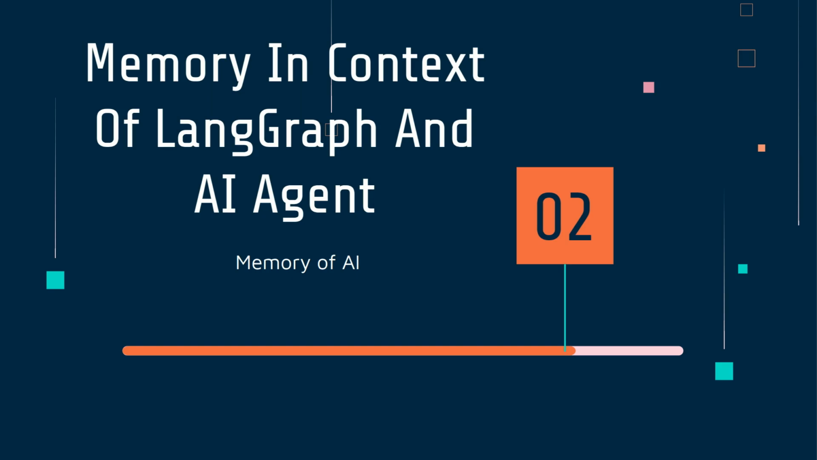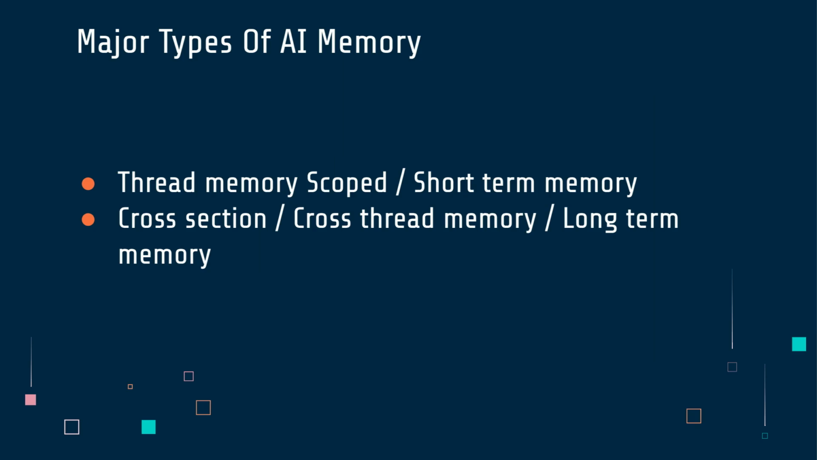So moving on to memory in the context of LangGraph and AI agents. Let's go ahead and see what we have in here. The major types of memory in AI systems are mainly two at the time of recording this video. Maybe in the future there'll be more. This is a fairly new field, so a lot of development and research are coming out each time. From my research, there are only two.